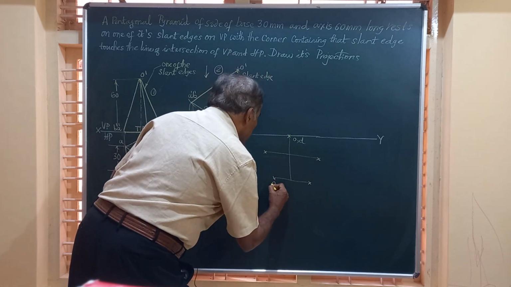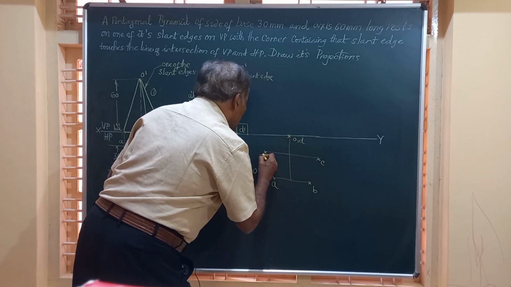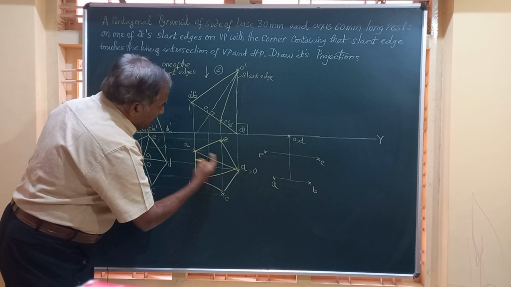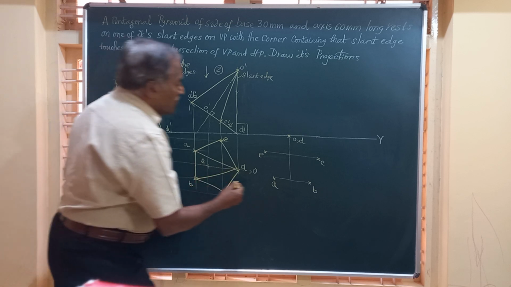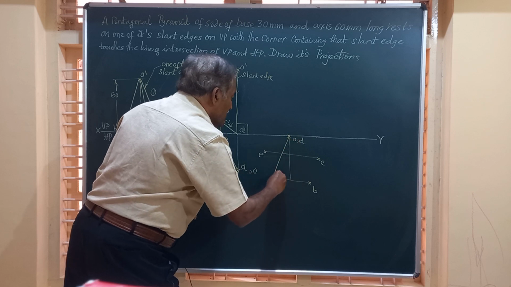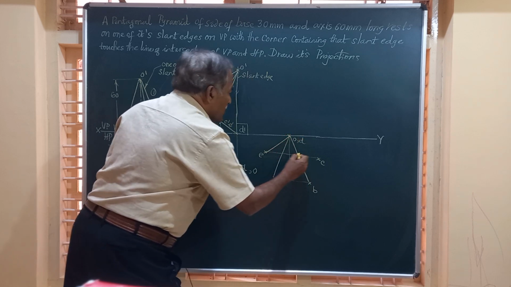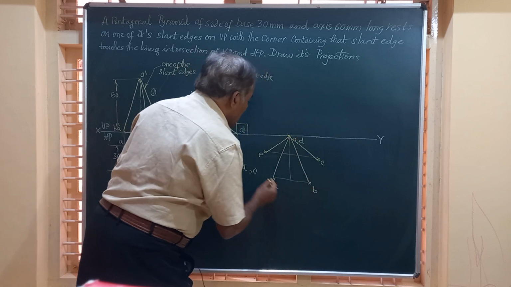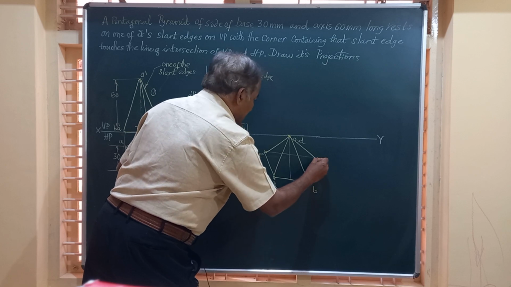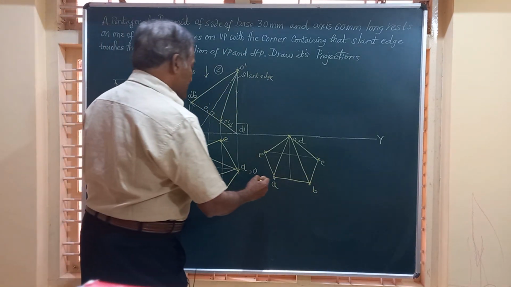Friends, this is AB, this is C, this is B, and this is E. And I have to join this O to A, O to B, O to E, O to C, then E to A, all these. Because whatever the figure I am drawing here is the photocopy of this figure. Friends, you got this O1 here.